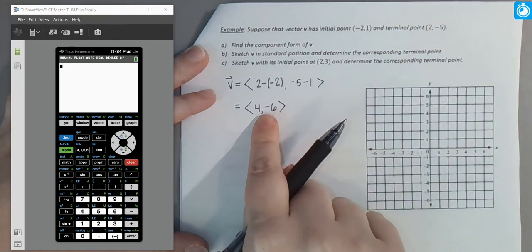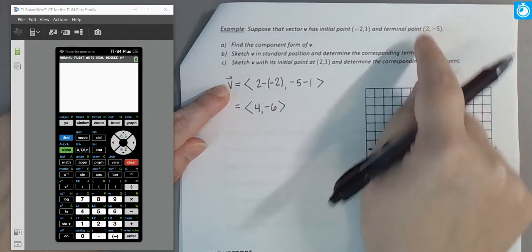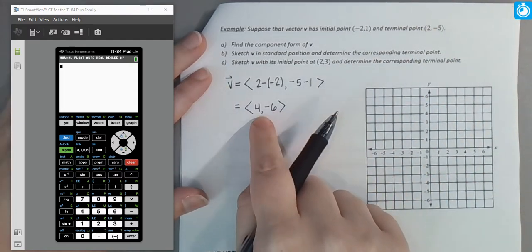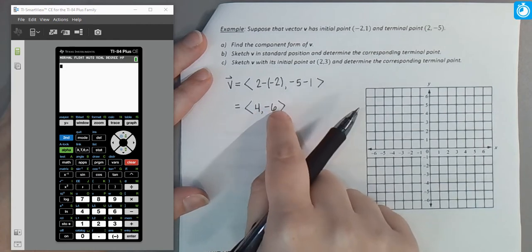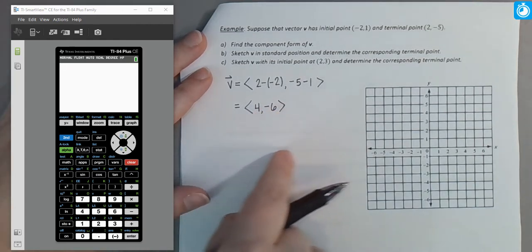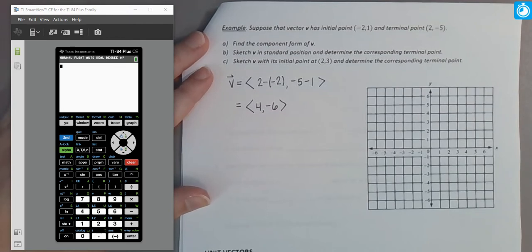So once we have the component form, this vector is now independent of where it started and where it ended. In other words, we could choose any initial point we want, and using these values, which tell us how far to travel horizontally and vertically to get to a terminal point, we could then move that vector anywhere in the coordinate plane and give it any initial point. So that is going to be our component form.